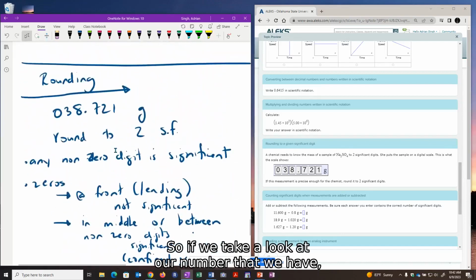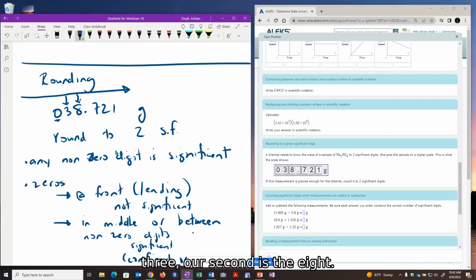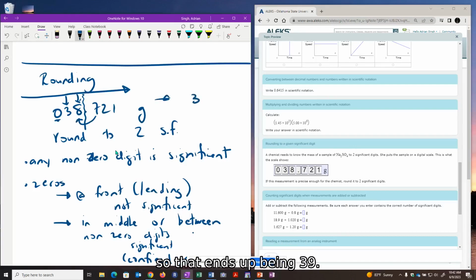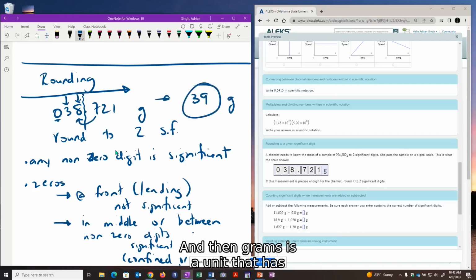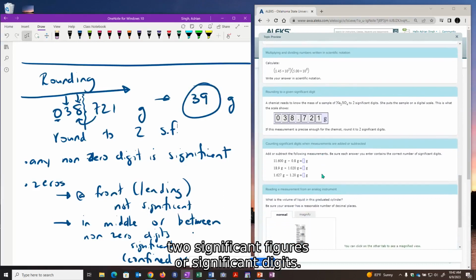So if we take a look at our number, starting on the left, we have this 0 here. That's a leading 0. That's not significant. So our first significant digit is this one. That's a non-zero digit, a 3. Our second is the 8. So we're going to stop right about here. We look at the next digit. Is it 5 or above? It is. We're going to add 1 to the previous digit. So that ends up being 39. And then grams is our unit. So that has 2 significant figures or significant digits.